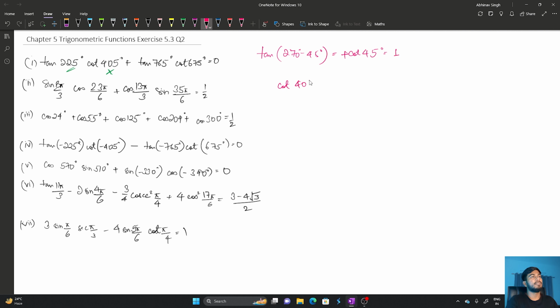Similarly cot 405, you can write as cot 360 plus 45. And 360 plus theta is the same, cot theta, right? Cot 45 degree, you get 1.